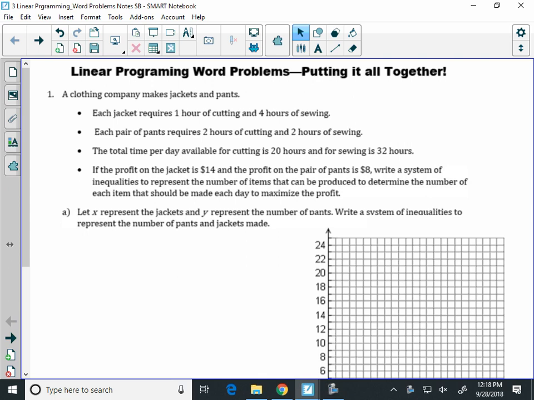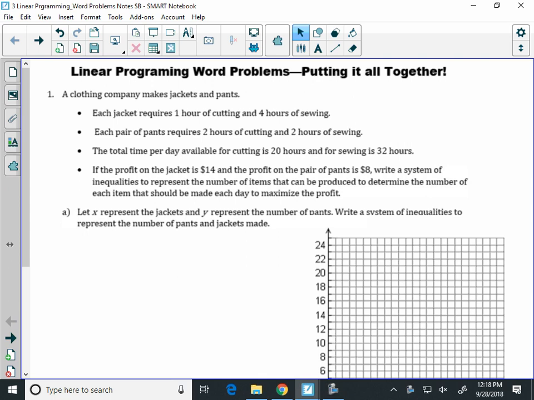So the first problem we have is a clothing company makes pants and jackets. And they give us information about pants and jackets. I'm not going to read everything for you because you can read it yourself. But the jacket, it tells us it takes 1 hour to cut, 4 hours to sew. And then the pants that they make, it says it takes 2 hours to cut the fabric and 2 hours to sew the pants. All right, they tell us total time for cutting and sewing, and then a profit.